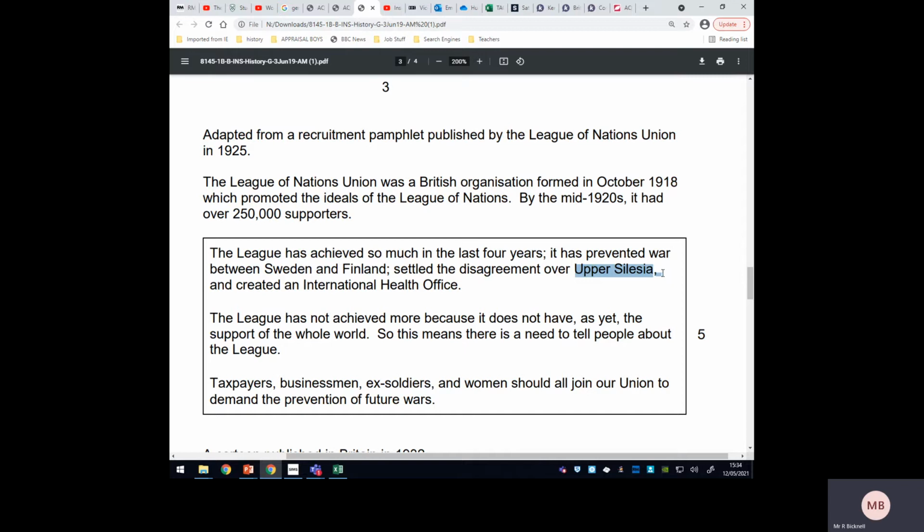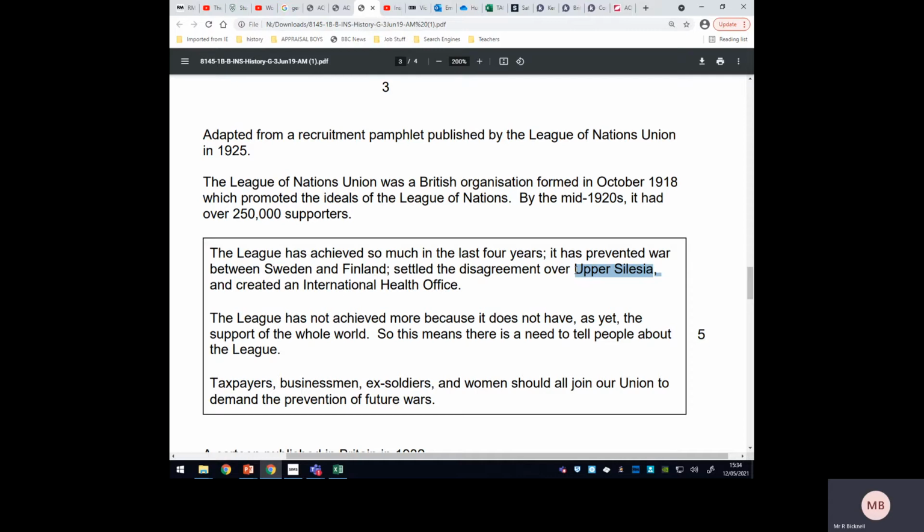Another success, Upper Silesia. Germany was arguing with Poland. The plebiscite did not go Poland's way, so they called in the League of Nations. The League investigated and decided to give some of Upper Silesia to Germany and some to Poland. Neither side were happy, but it stopped a war. So this is useful to a historian, isn't it? It's telling a historian all about the League successes. Yeah, Poland got a good area, Germany got a rubbish area.